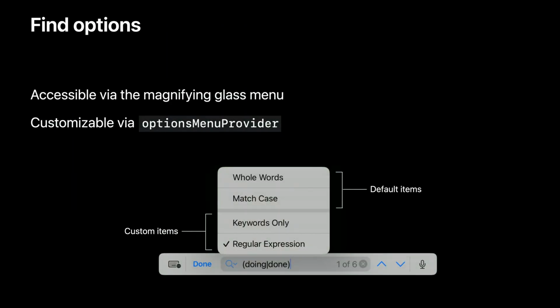Additionally, we'll show a menu containing a standard set of Find options available when tapping on the magnifying glass icon. You can customize the contents of this menu by using the Options Menu Provider property on UI Find interaction. This will be more important with custom implementations. And that's all it takes if you're using one of the built-in views that I mentioned before.